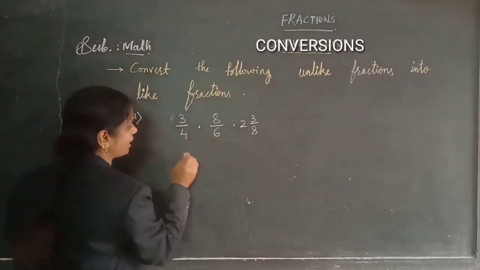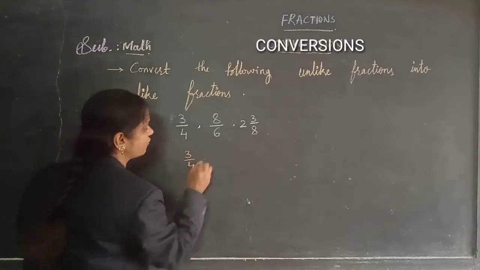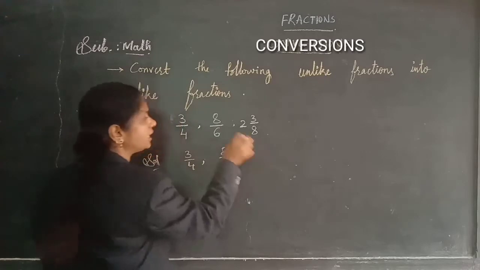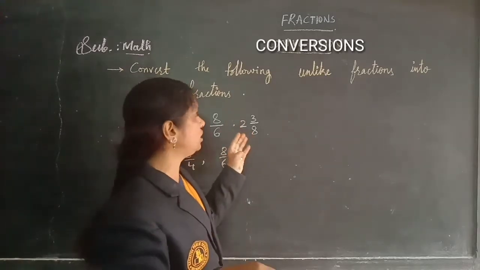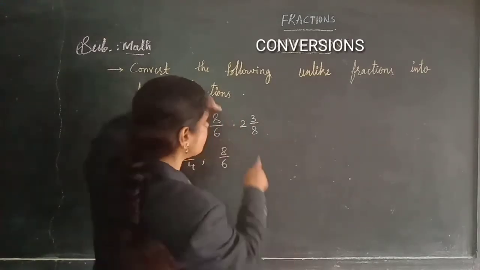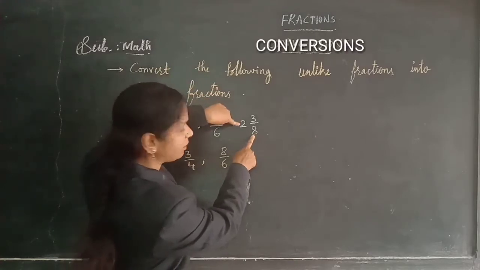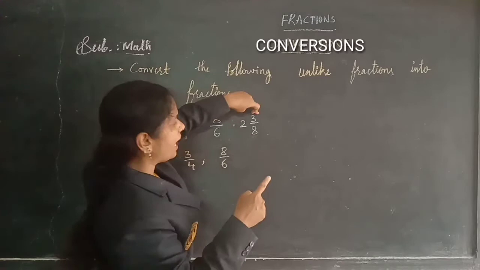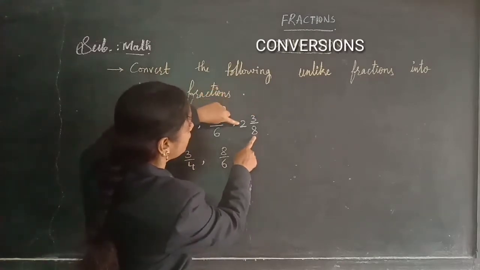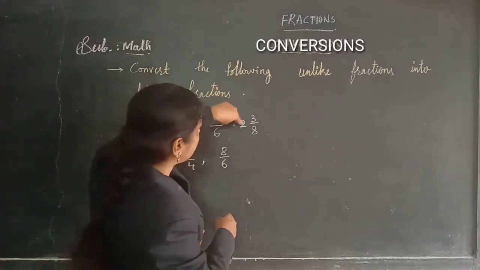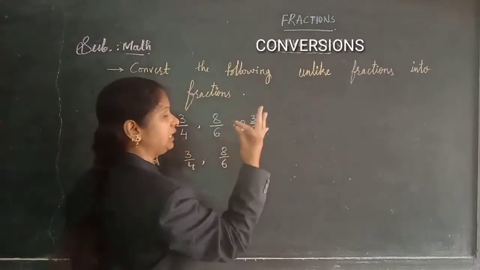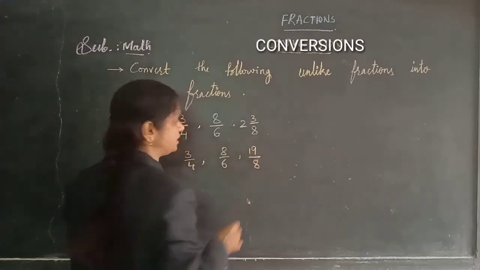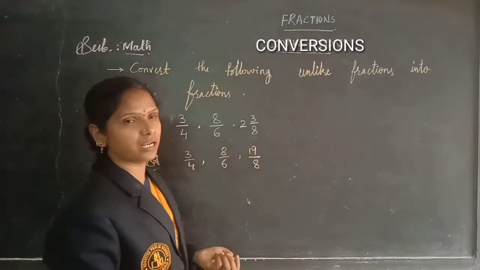So here I am taking the first fraction as it is, 3 by 4, and the second fraction I am taking as 8 by 6, and here I am changing the mixed fraction into an improper fraction. How to change it? You need to multiply the denominator with the whole number and add that product to the numerator. Now 8 2s are 16. 16 plus 3: 17, 18, 19. So we are getting 19 and the denominator as it is. So we get 19 by 8.